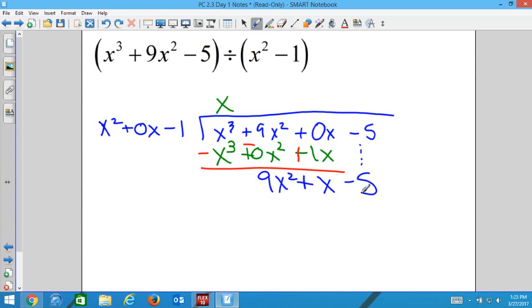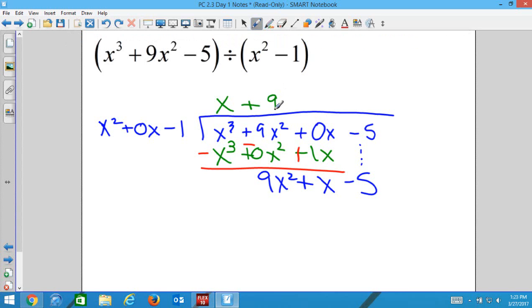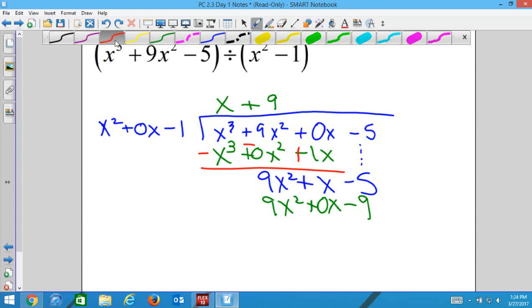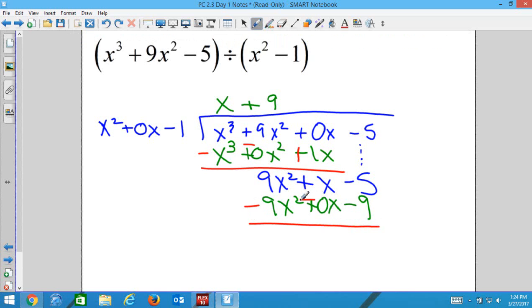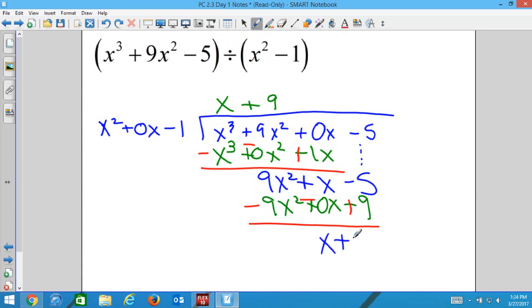So now I'm going to do it again. X squared goes into 9x squared. How many times? 9. And we distribute, we get 9x squared plus 0x minus 9. Draw the line, change those signs. Add them together. I get x plus 4 as my remainder.